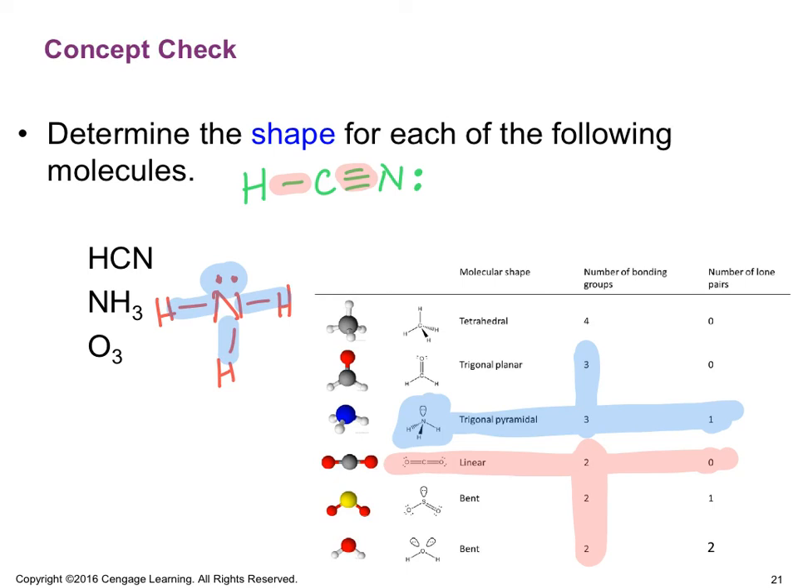The last problem here, we have O3. O3 looks like this. So if we count up our bonding groups, we have 2. So the double bond counts as 1. The single bond counts as 1. So again, we're down here in the bottom option of 2 bonding groups. This time we do have a lone pair on the middle atom. I don't count all of them on the outside, just on the middle. So 2 bonding groups and 1 lone pair is going to have a bent geometry. So those atoms actually look more like this rather than in a straight line.